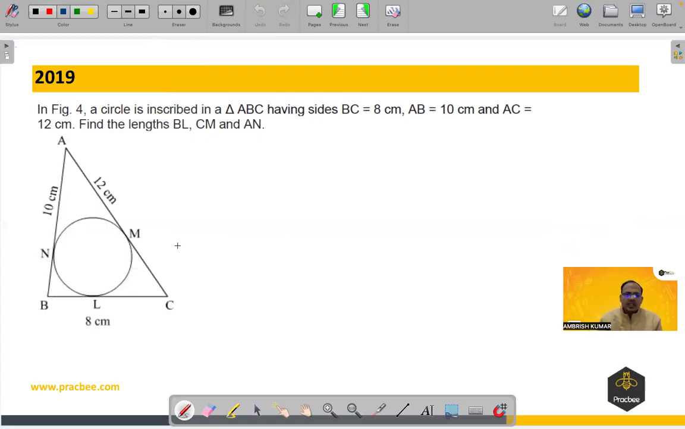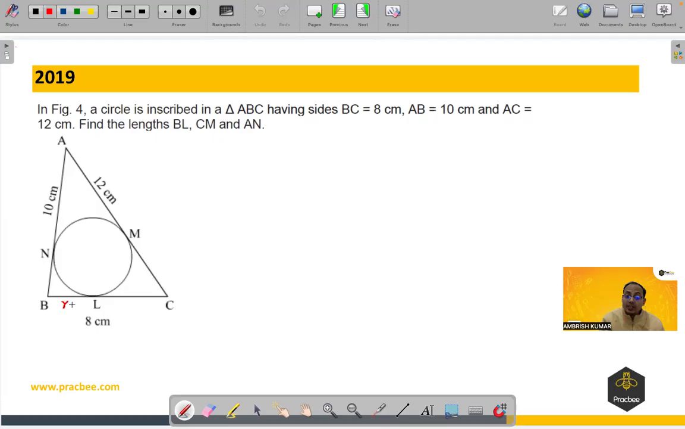Now coming to the next question. So here we have a circle inscribed in the triangle, with BC as 8 centimeter. BC is 8, AB is given as 10 and AC is 12. Find the length of BL. So look what we can do here. BL and BN, the lengths of the tangents from an external point, are going to be equal.